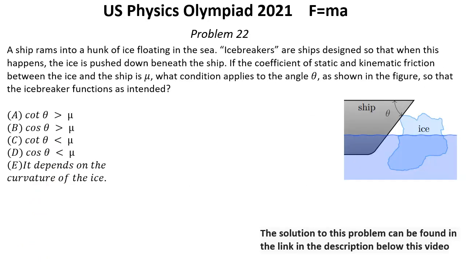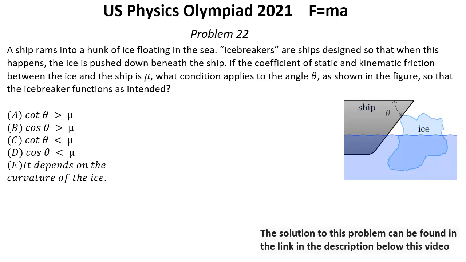Problem number 22. A ship rams into a hunk of ice floating in the sea. Icebreakers are ships designed so that when this happens, the ice is pushed down beneath the ship. If the coefficient of static and kinetic friction between the ice and the ship is mu, what condition applies to the angle theta, as shown in the figure, so that the icebreaker functions as intended? Solution for problem number 22.